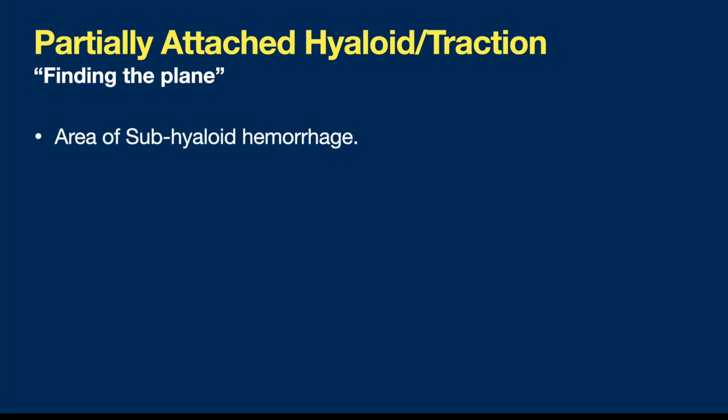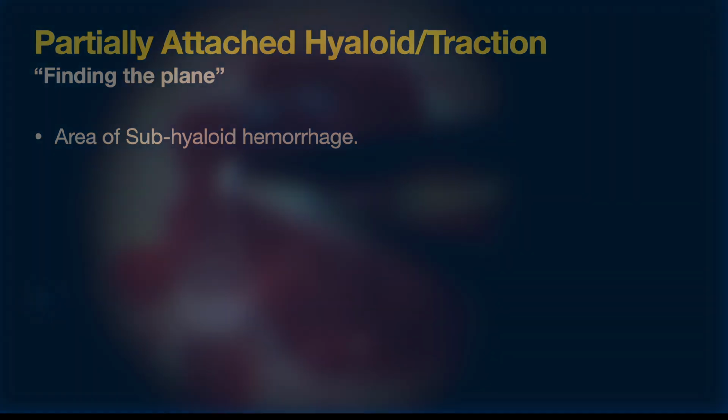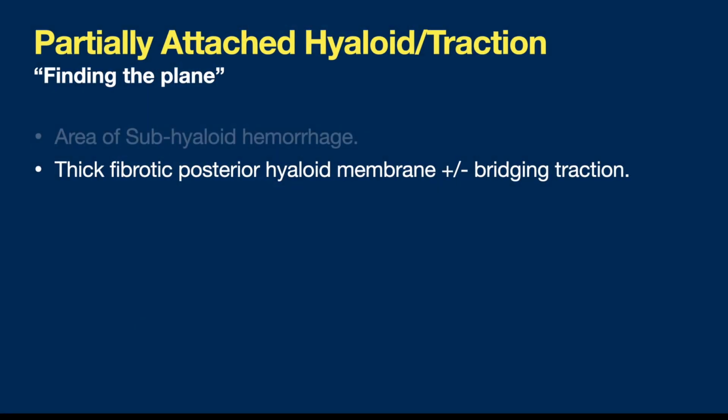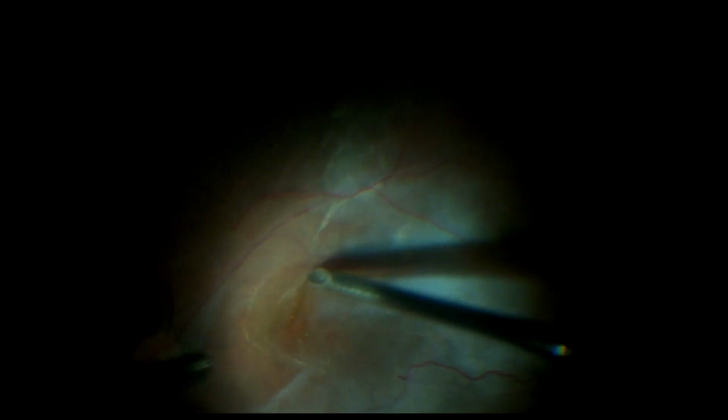We find the plane in a partially attached hyaloid and traction through an area of subhyaloid hemorrhage, like in this video, where the subhyaloid hemorrhage is between the posterior hyaloid membrane and the retina, so it's easy to attack this plane through the hemorrhage. Or if we have a thick fibrotic posterior hyaloid membrane with bridging traction, like in this case, where the posterior hyaloid membrane is bridging areas of traction, it is cut using a sharp instrument like a 23 gauge needle, then the hyaloid can be elevated, like in this video.